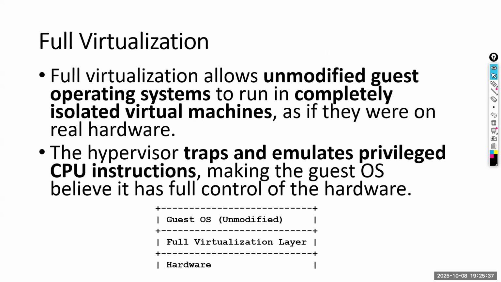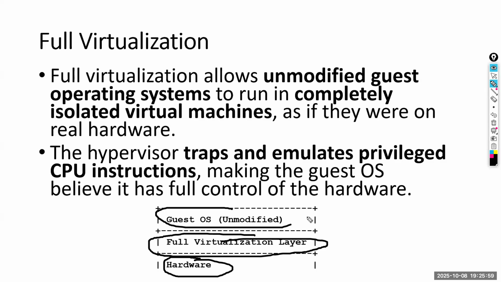Right, full virtualization. So this is the highest level. You have the hardware. On top of the hardware, you have the full virtualization layer. And on top of that, you have the guest OSs. So you can see this is pretty much the bare metal type 1.